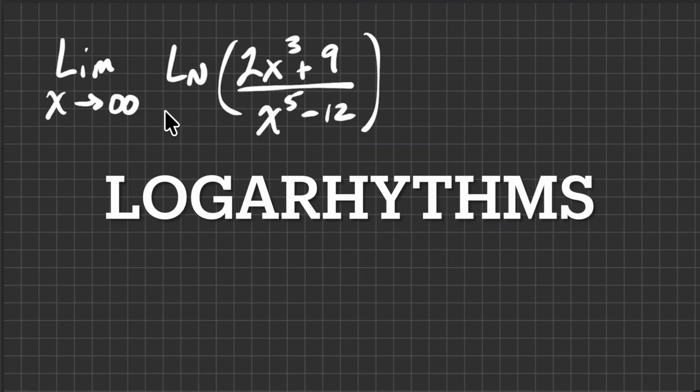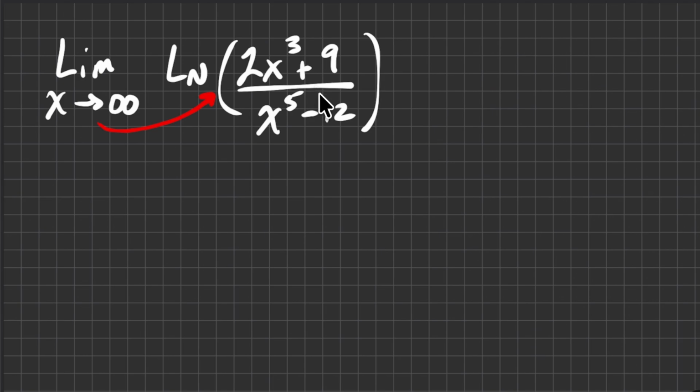We have the limit as x approaches infinity of the natural log of this rational function. So the question is, can we bring the limit inside? We can only if this limit exists. If we look at this rational function, we see it's bottom heavy. So as x approaches infinity, this is going to approach 0. So the limit does exist, so we can bring the limit inside.